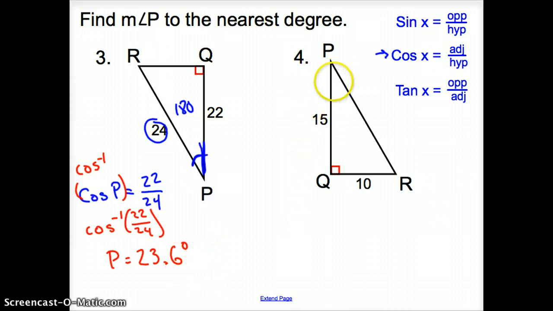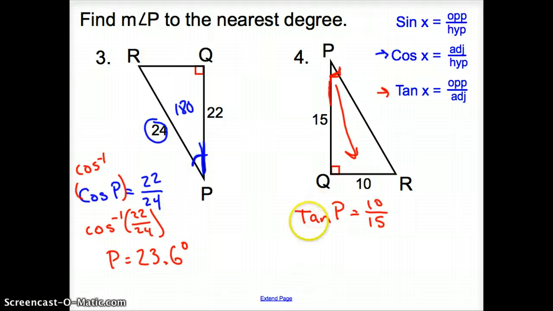Let's try another one. Now, again, we're finding the measurement of angle P. We are given 15 and 10. We are given what? The adjacent side and the opposite side. So what gives us adjacent and opposite? Adjacent and opposite is going to be tangent. So now, instead of taking cosine or sine, I'm going to take tangent of angle P. That's going to equal, tangent is opposite, which is 10, over the adjacent, which is 15.